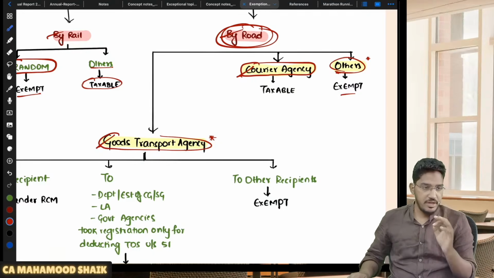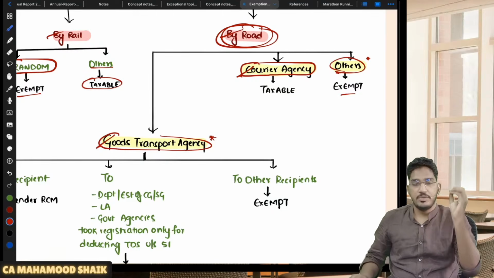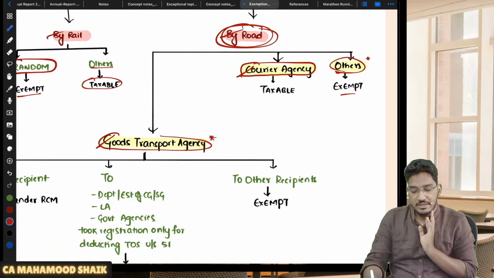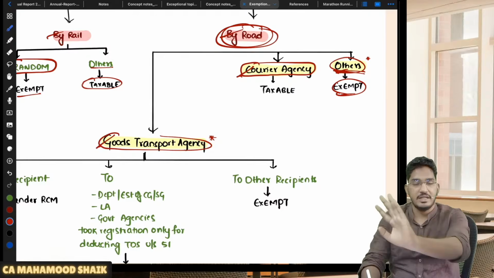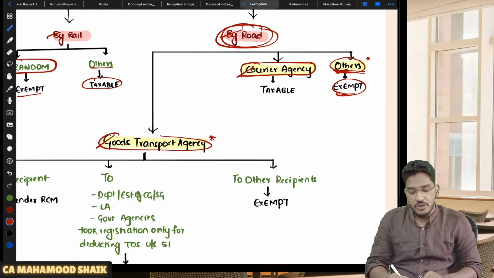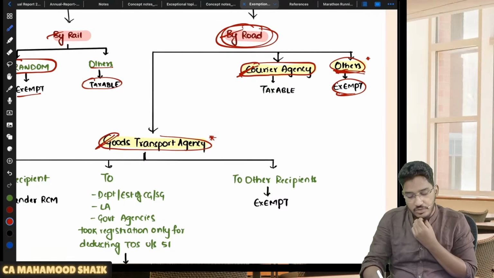Let us say there is an individual truck operator, individual tempo operator. He is providing the services of transportation of goods. That person falls under the others category. He is not a GTA, he is not a courier agency, he will fall under the other category. Their services are exempted. Taxability will come into the picture only when the transportation of goods is happening by GTA or courier agency.